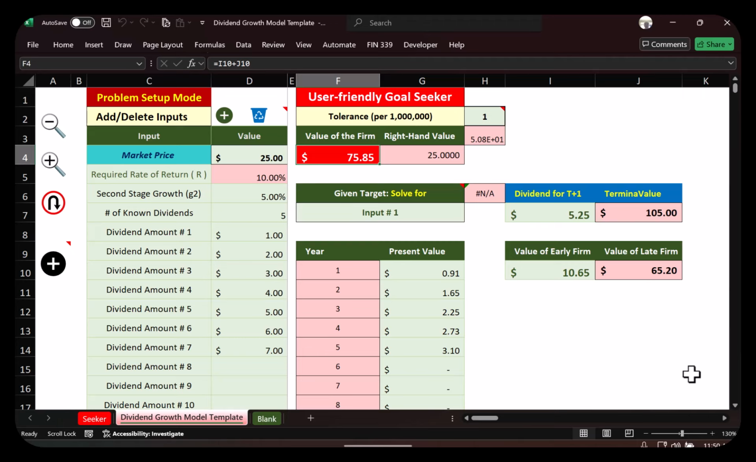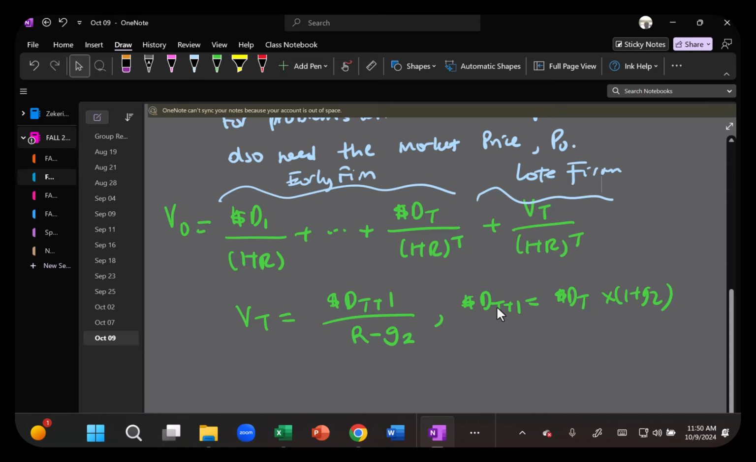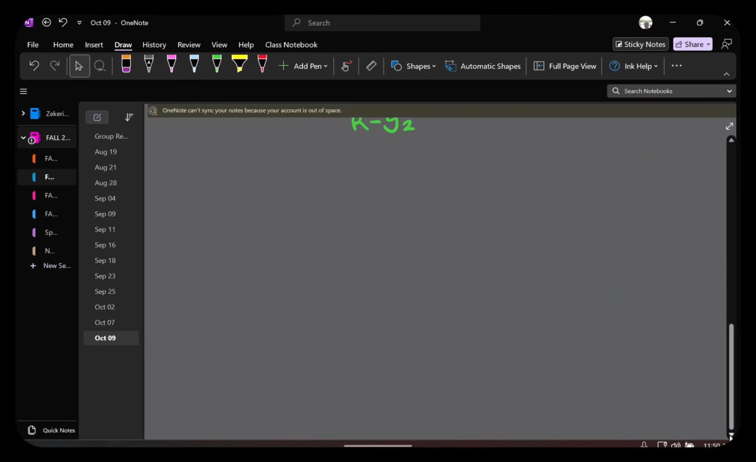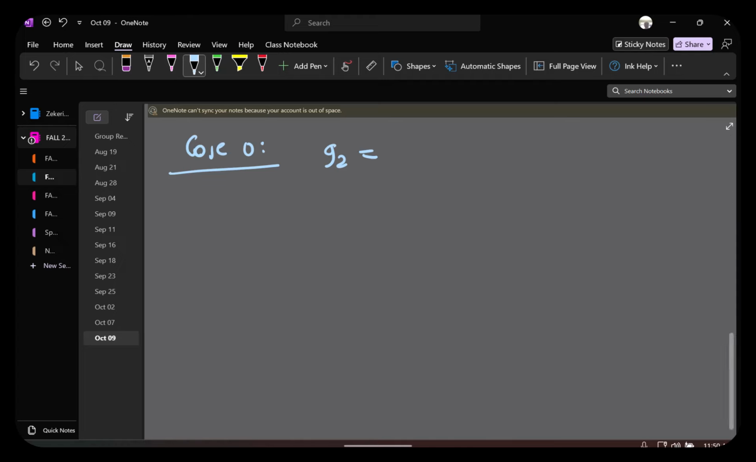Ready? So let's solve some problems starting with simple stuff. The simplest is case 0. What is the growth rate for the case 0? Case zero means dividends are constant. So if they are constant, what's the growth rate? If something doesn't change, does it grow? No. So that's zero. Let's assume an R of 12%.